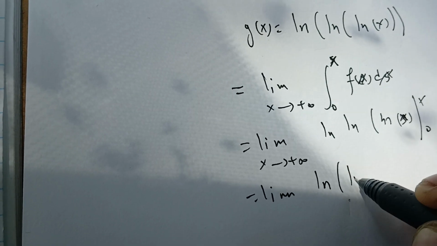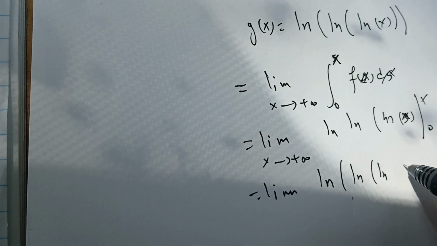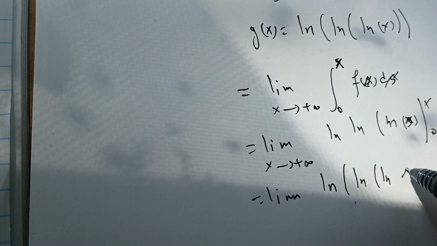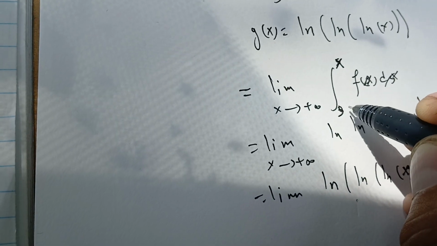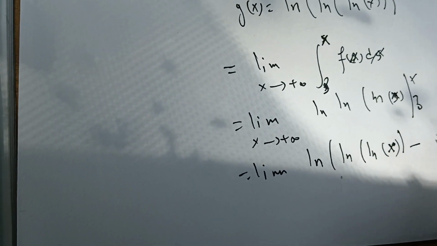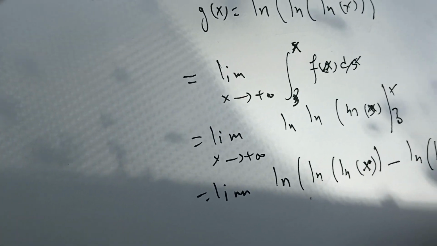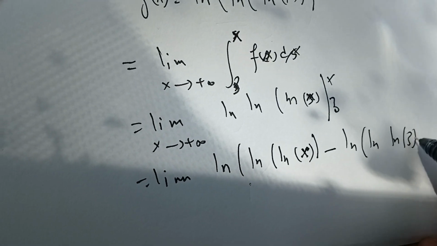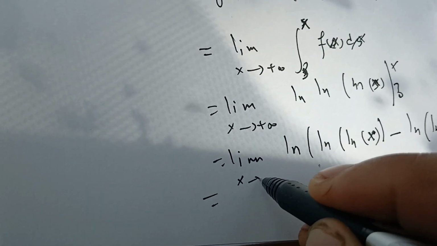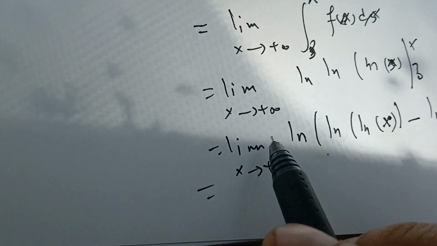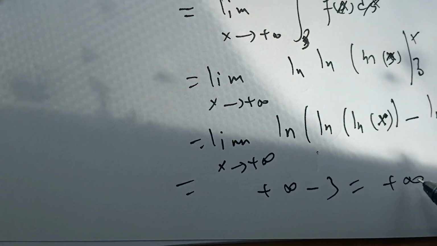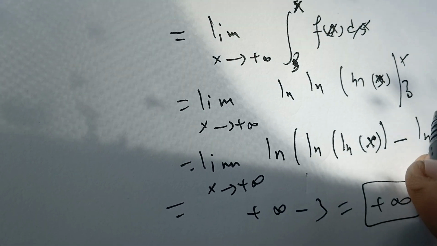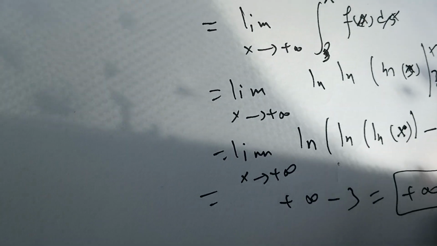So here I have this limit of ln ln of x, this is 3, sorry, here it's 3, not 0, because 0 is not defined, minus ln ln of 3. Okay, so as x goes to infinity, since this function is continuous, the limit is infinite. So we have plus infinity minus a constant, which is plus infinity. Okay? This means that my series is divergent.